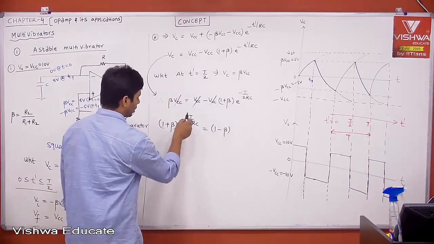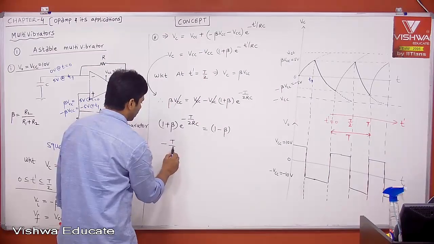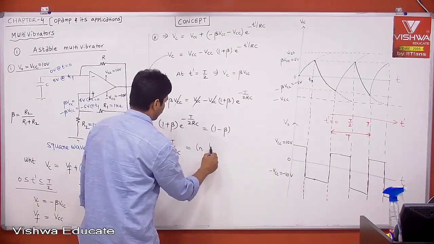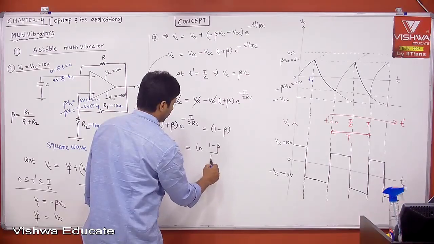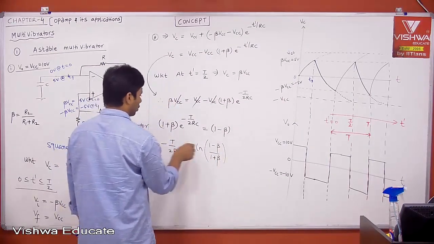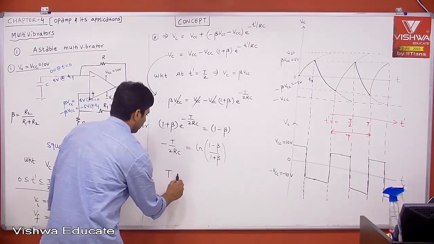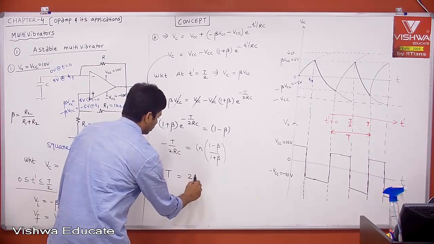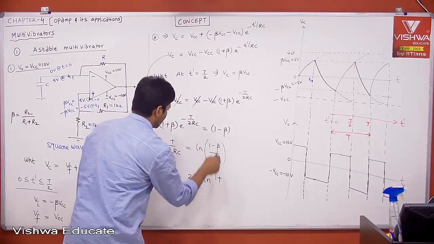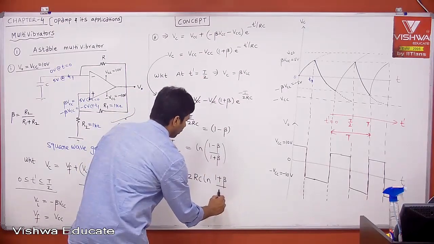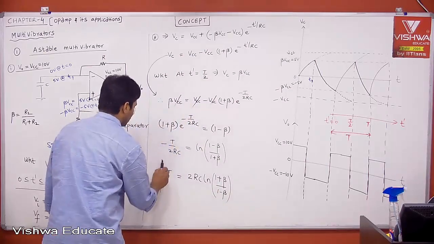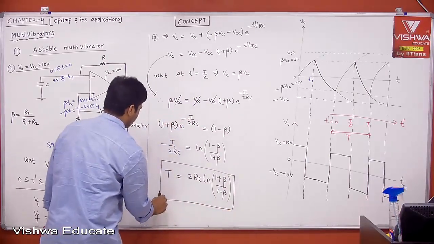Then if you take the natural logarithm, minus T by 2RC is equal to ln of 1 minus beta divided by 1 plus beta. Then if I take this RC and 2, and take the minus inside, T will be equal to 2RC ln of 1 plus beta divided by 1 minus beta. This is the time period of your square wave.